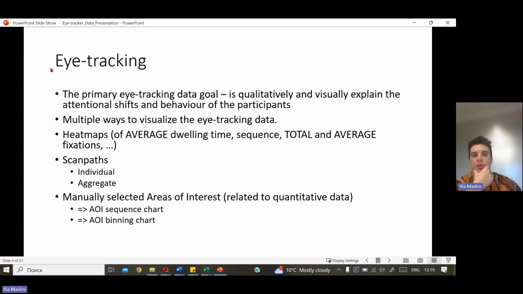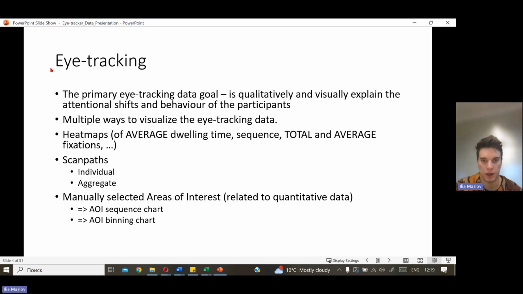One is heat maps. For heat maps, you can select average dwelling time, which is the total time you look at the thing, but averaged across all of the people. Number of sequence, total and average number of fixations, because you can do it for an individual participant or for all of the participants. It's different levels of analysis. It's also important to control. Scan paths can be individual or aggregate. And then you can obviously select the areas of interest.